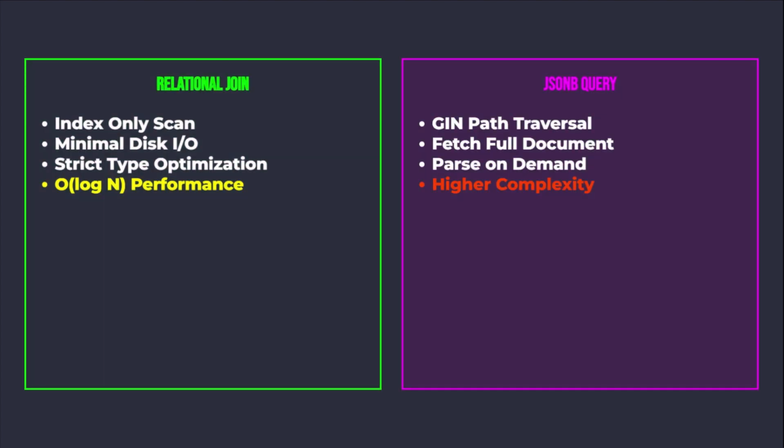When comparing query execution plans, the difference between relational and JSONB access is stark. A relational join on indexed foreign keys typically results in an index scan or index-only scan, minimizing disk input-output. A JSON query using the GIN index on a specific path, while fast, still involves traversing the inverted index structure and potentially fetching the full JSON document to satisfy the projection. If the query requires filtering on multiple nested attributes, the planner must combine multiple GIN index lookups, increasing complexity.